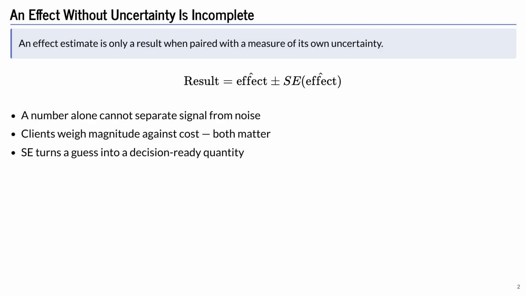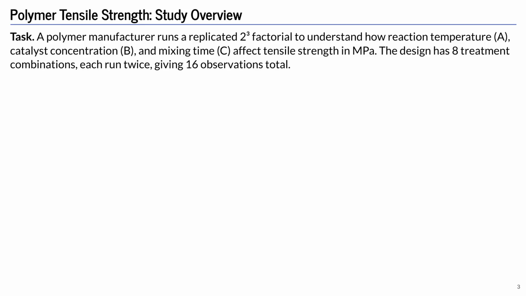The formula is simple. Your result is the estimated effect plus or minus its standard error. That pairing does two things. First, it separates signal from noise. A large effect with a large standard error may be indistinguishable from zero. Second, it gives a client what they actually need, not just how big, but how reliably big. Magnitude and uncertainty together drive decisions. Neither alone is sufficient.